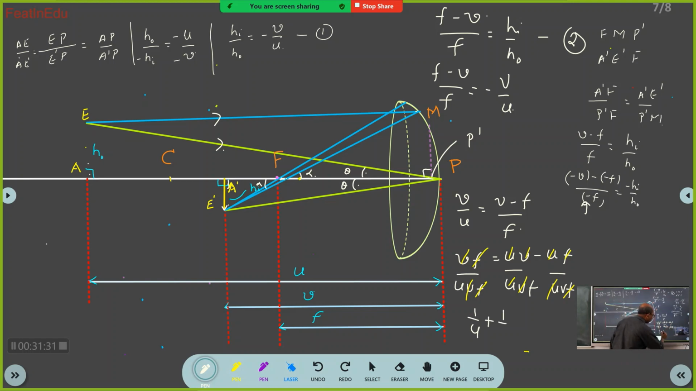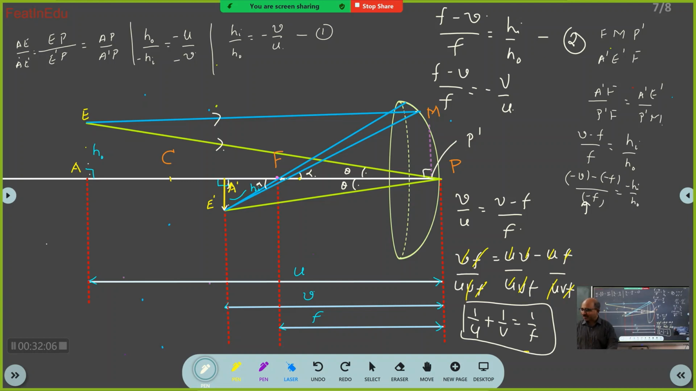Bring it this side, it will become plus 1 by V. And this side, what is left? 1 by F. This is the famous formula: 1 by V plus 1 by U is equal to 1 by F. This will hold good for any position, whether it is beyond C, between C and F, and also between F and P. And this formula will also hold good for convex mirror.